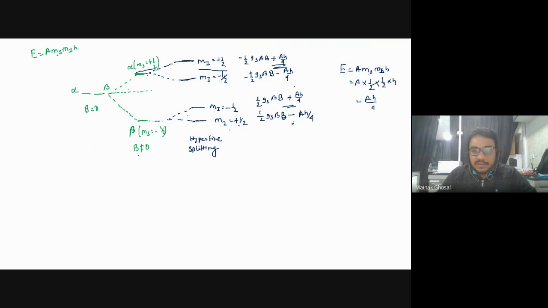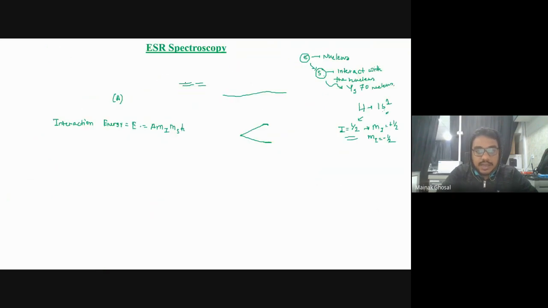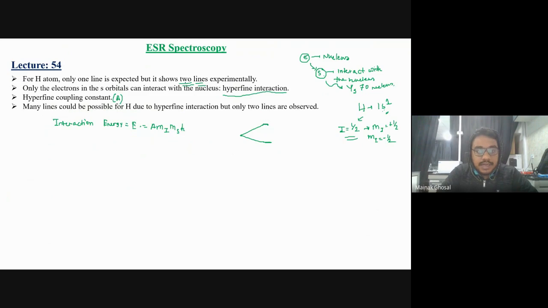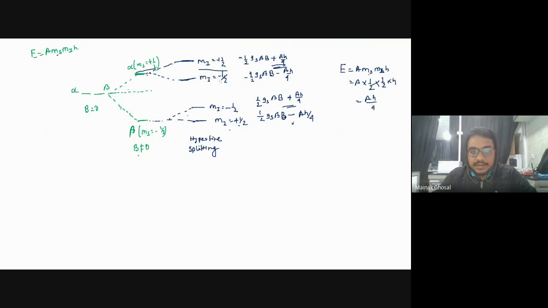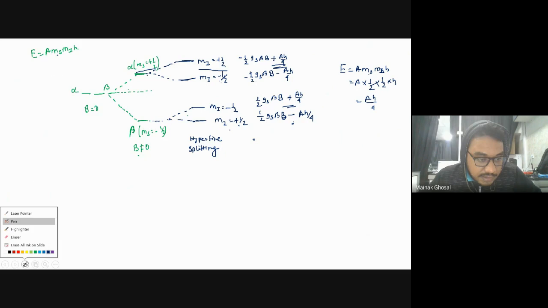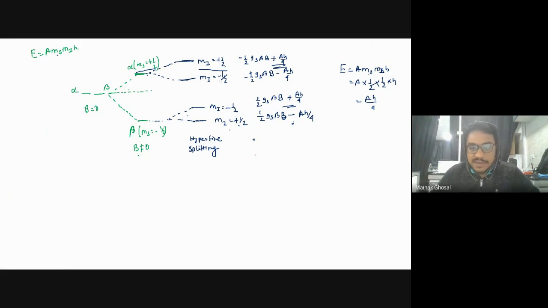Okay, so four energy levels are there, so many kinds of transitions are possible. What I told you earlier is that many lines are possible for hydrogen. Yes, many lines could be possible, but in practice, what happens? Two lines are observed. Why? Because there comes another important thing which you have forgotten, I think, known as the selection rule. This is very important for spectroscopy. Selection rule.